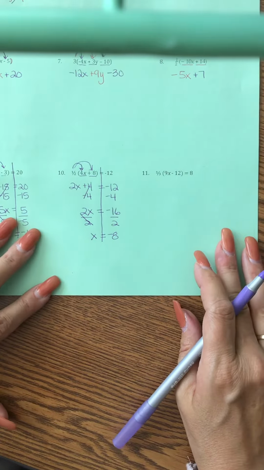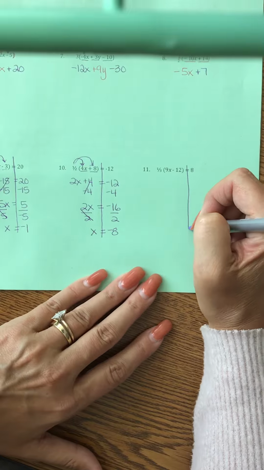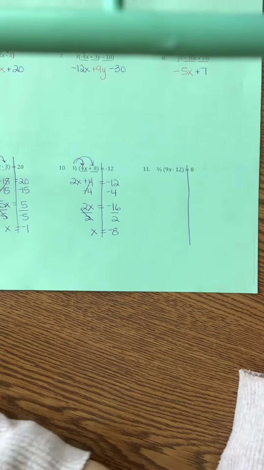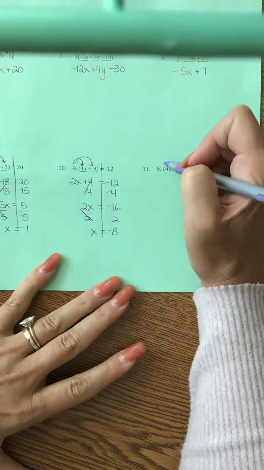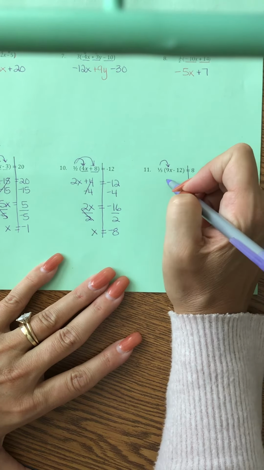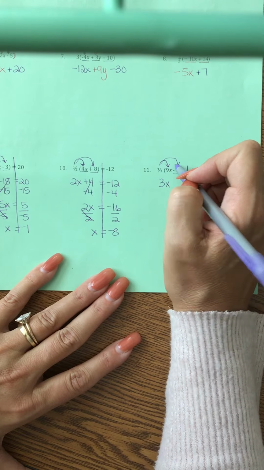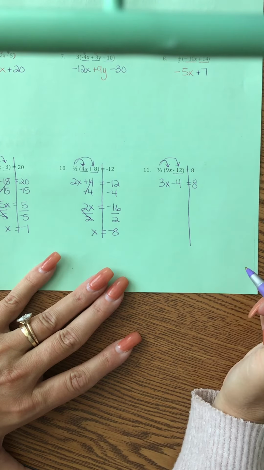One more, where we're looking at 1/3 of the difference of 9x minus 12, and we see that that set is equal to 8, so we're asked to solve for x. We need to apply the distributive property, taking 1/3 of 9x as 3x, and 1/3 of -12 is -4. Drop everything else exactly as it appears.